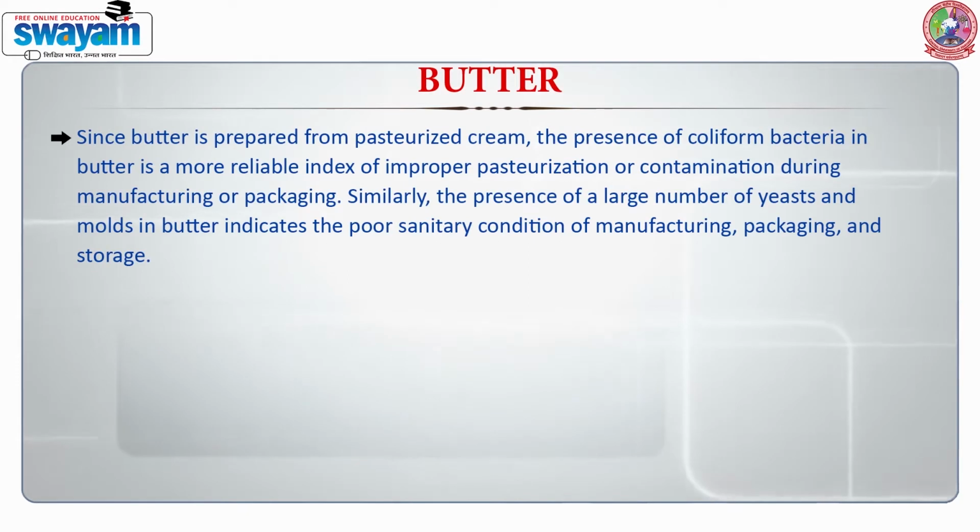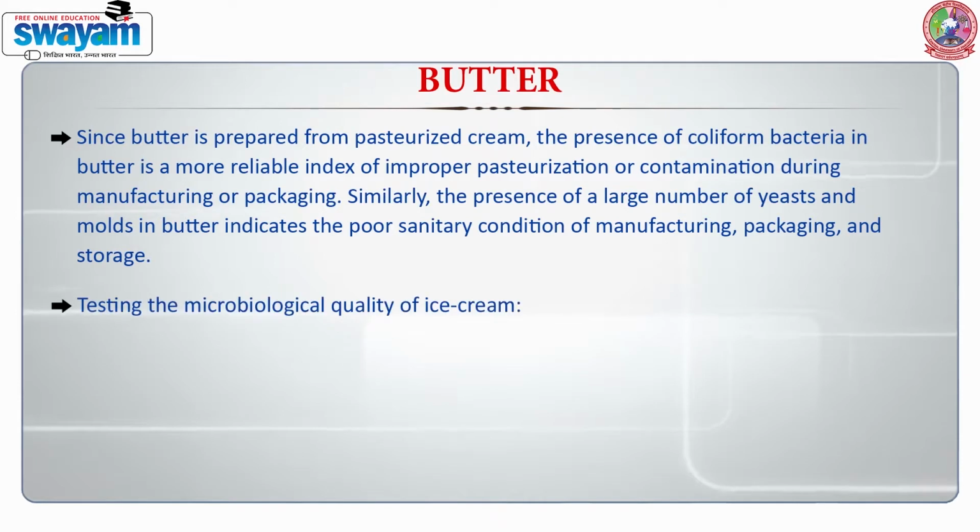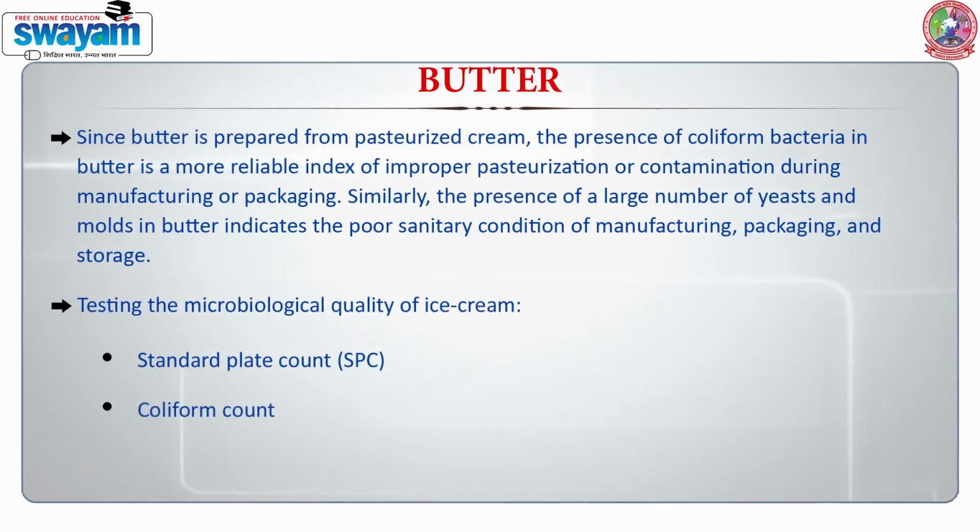Since butter is prepared from pasteurized cream, the presence of coliform bacteria in butter is a more reliable index of improper pasteurization or contamination during manufacturing or packaging. Similarly, the presence of a large number of yeast and molds in butter indicates poor sanitary conditions of manufacturing, packaging and storage. Some tests required are standard plate count, coliform count and yeast and mold count.